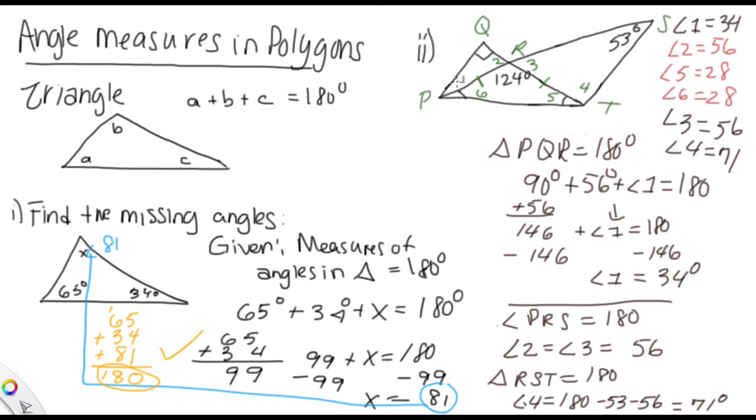Also, 1 and 2 are called complementary angles because we know that they have to add up to 90, since this angle here, PQR, is 90. I hope you enjoyed these examples on finding missing angles in triangles.